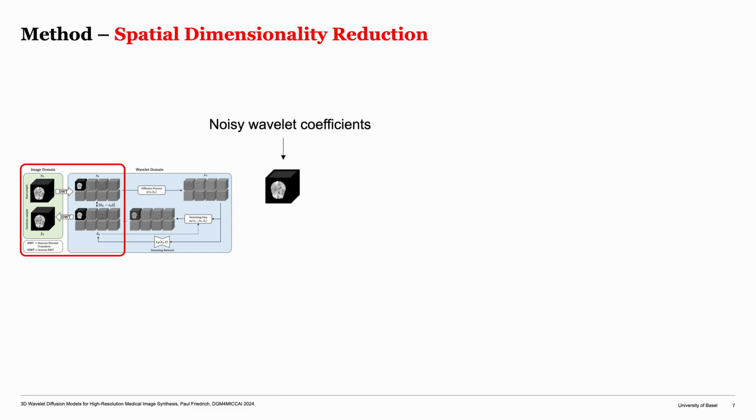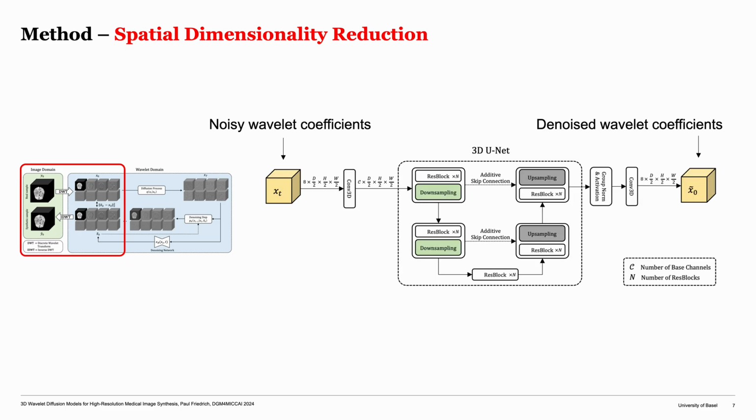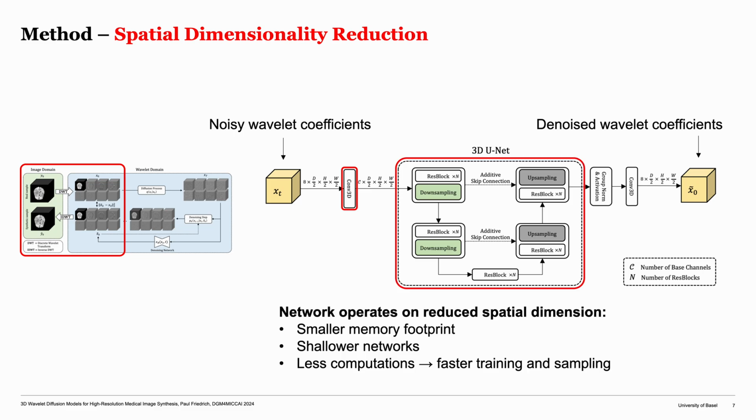To process these wavelet coefficients, we first concatenate them in the channel dimension and then apply a first 3D convolution to map the 8 wavelet subbands to the number of input channels of a three-dimensional U-Net. This 3D U-Net then operates on a smaller spatial dimension, which results in a reduced memory footprint, shallower network architectures as fewer downsampling steps are required, and fewer computations, which results in faster training and sampling.